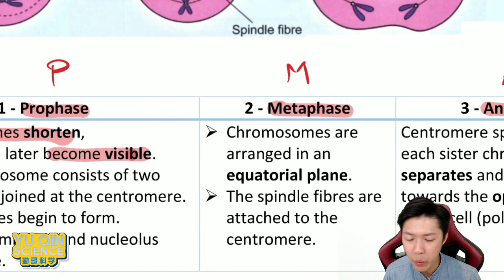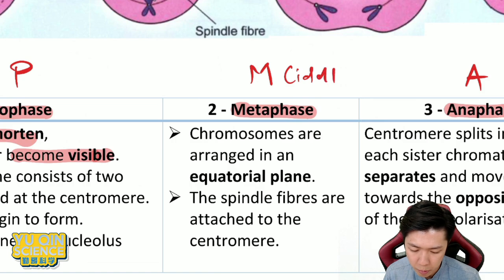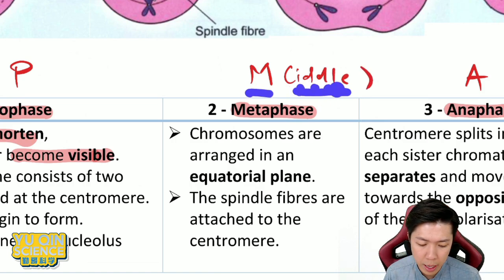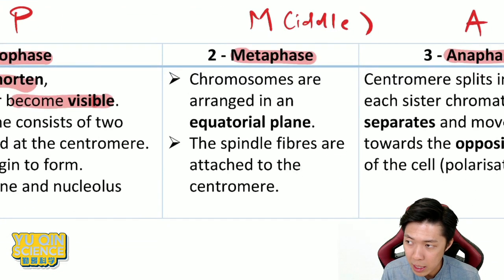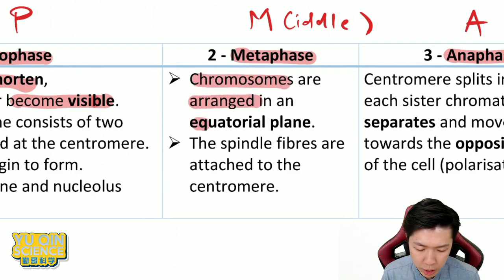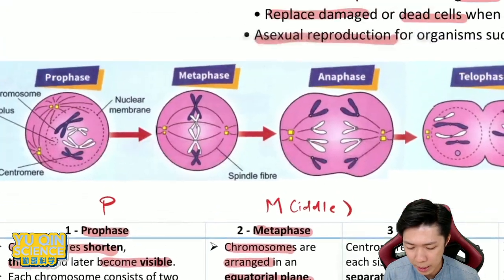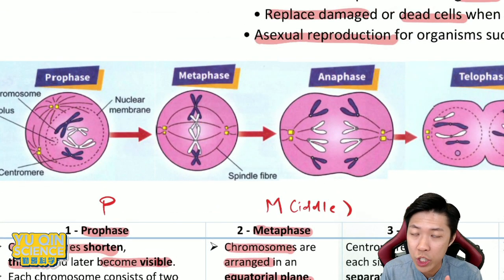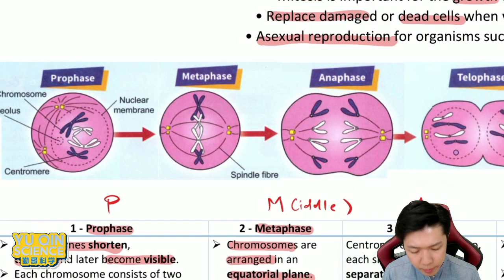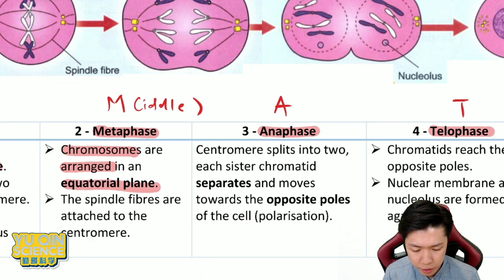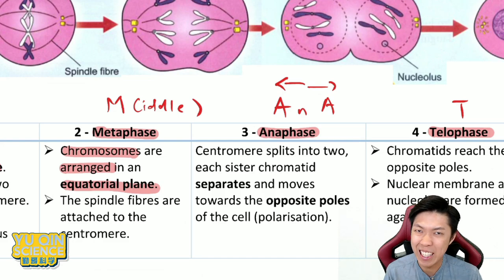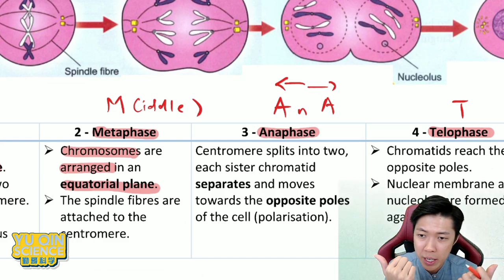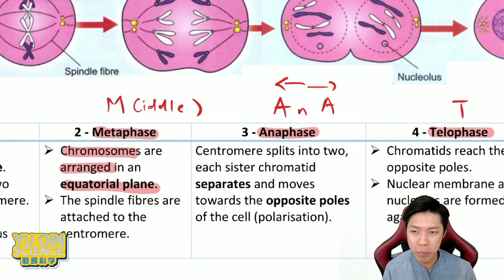Metaphase. A way to remember that is also middle, M-I-D-D-L-E. Everyone is lined up at the center, the equatorial plane. So chromosomes are arranged in the equatorial plane. Equatorial plane means at the center, so they are arranged in the middle. All good? Right, next one, anaphase. Ana looks like there are two A's, one going to the left, one going to the right, and N is like the center. So ana is like separating left and right. That's how I remember it: anaphase separates into left and right.